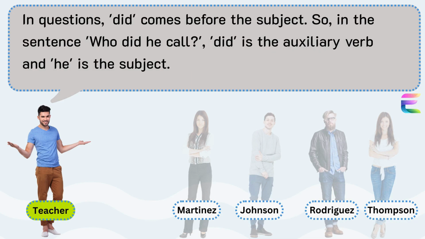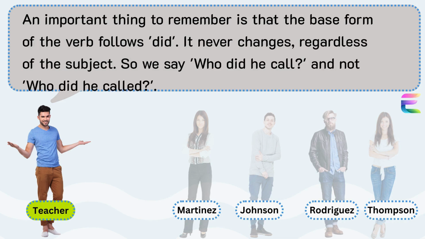In questions, did comes before the subject. So, in the sentence, who did he call? Did is the auxiliary verb and he is the subject. An important thing to remember is that the base form of the verb follows did. It never changes, regardless of the subject. So we say, who did he call, and not, who did he called?